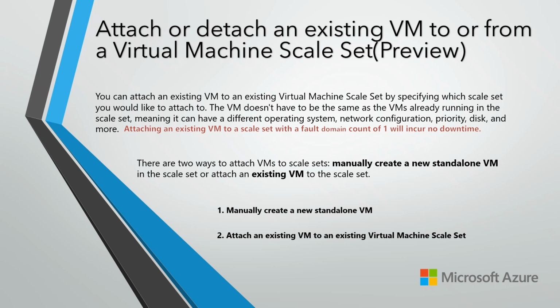Method number two is the new feature announced at Microsoft Ignite 2023. It allows you to attach and detach an existing VM to the scale set with zero downtime. This is really cool because now you don't have to take a snapshot, delete and recreate the VM to take advantage of a scale set.